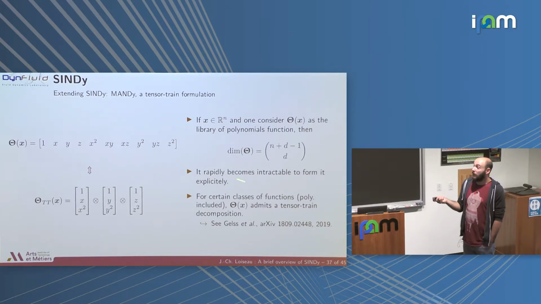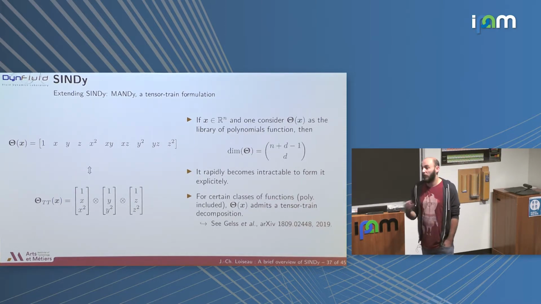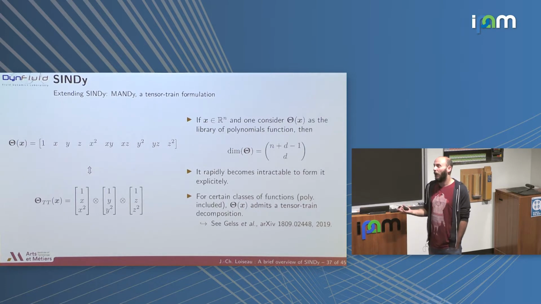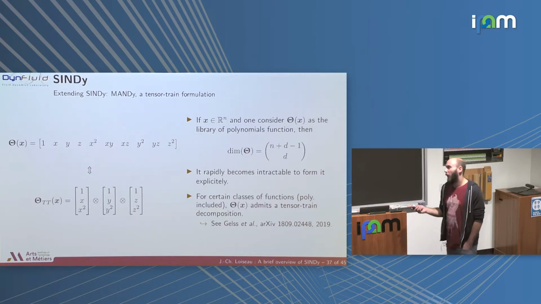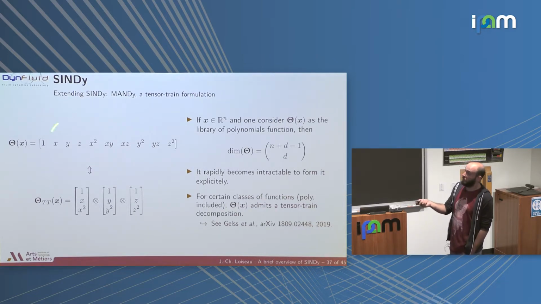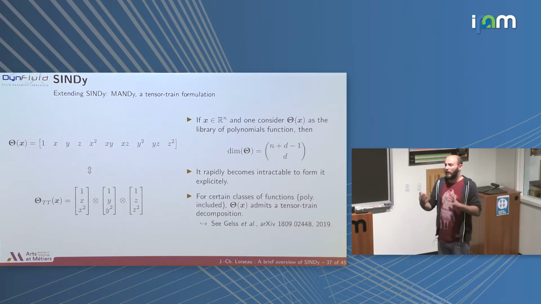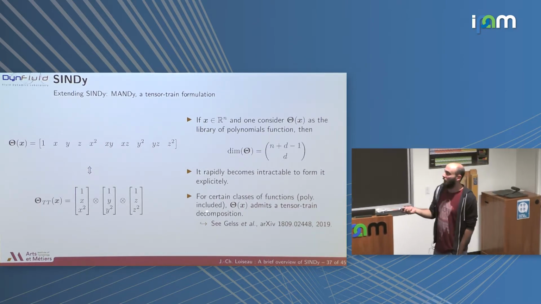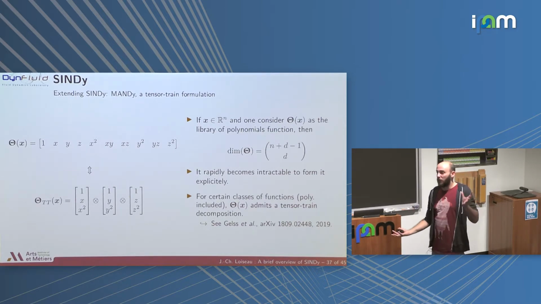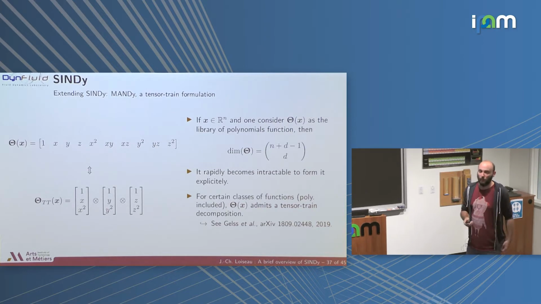The whole point is that rapidly you're not going to be able to form this matrix explicitly. If you have 100 state variables and you consider all the quadratic interactions, you have something like 15,000 terms. So your matrix becomes super large. The idea is that for certain classes of functions, polynomials included, you can write a tensor train decomposition, which is sort of equivalent. You can re-express the whole concept of pseudo-inverse and least squares using these tensor train decompositions, which allows you to handle high-dimensional systems with SINDy, not just low-dimensional ones.